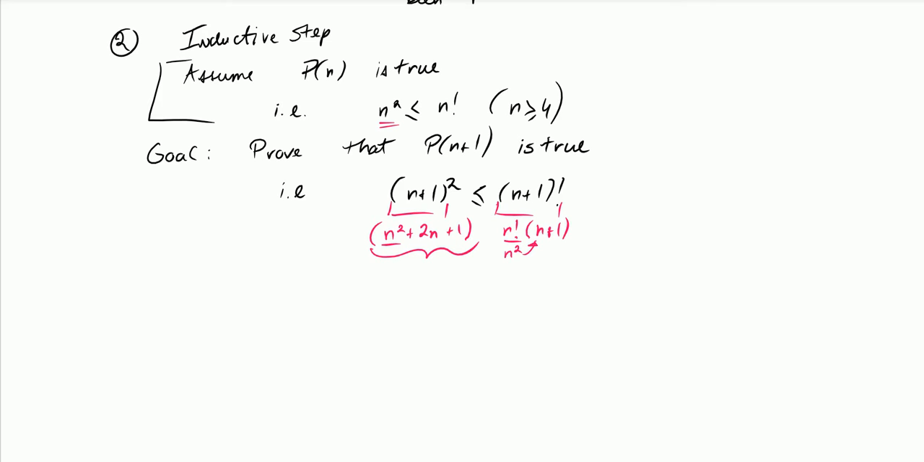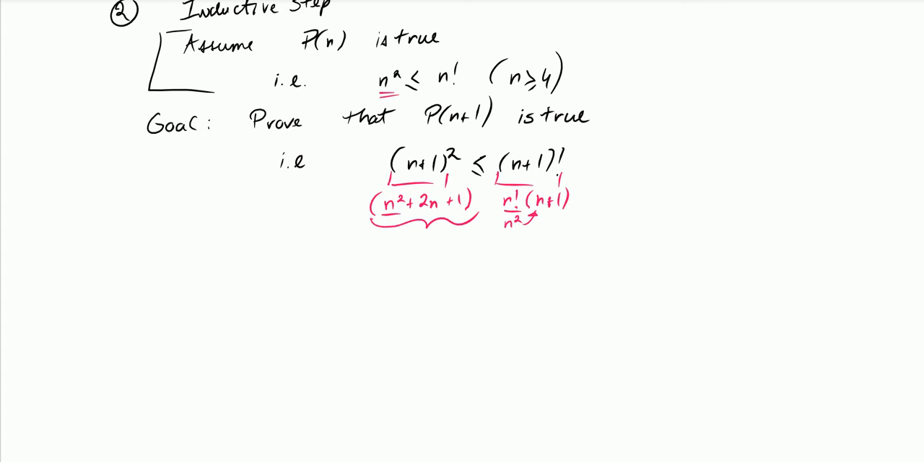I'm going to start with my left-hand side. Okay, so my LHS is equal to n plus 1 squared. And let's just open that up. That's n squared plus 2n plus 1. So that's just (a plus b) whole squared is equal to a squared plus 2ab plus b squared. And right away I'm going to use my inductive hypothesis. I'm going to say that that's less than or equal to n factorial plus 2n plus 1. Okay, so this is my inductive step.